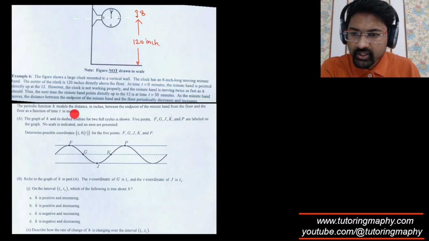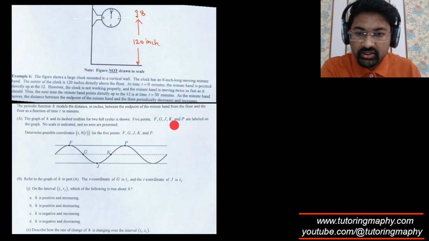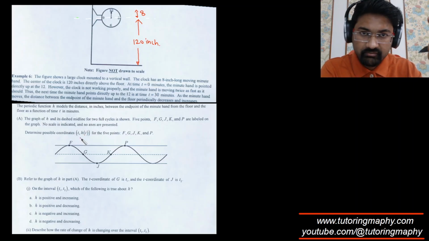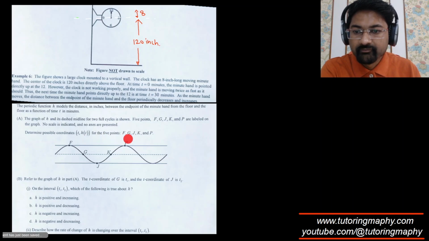The periodic function h models the distance in inches between the end point of the minute hand and the floor as a function of t in minutes. Okay, cool. The graph of h and its dashed midline for two cycles is shown. So this is the graph, and this is obviously the midline. 5 points f, g, j, k, and p are labeled on the graph. No scales indicated, no axis is presented. Determine the possible coordinates in the form of time, h of time, meaning the height, for the 5 points f, g, j, k, and p.